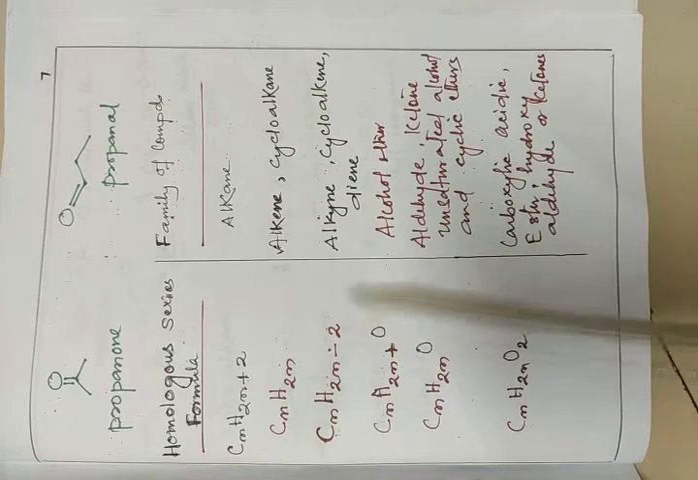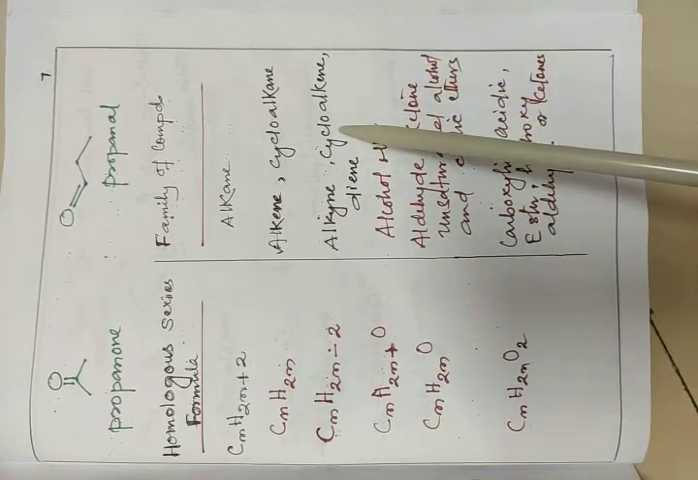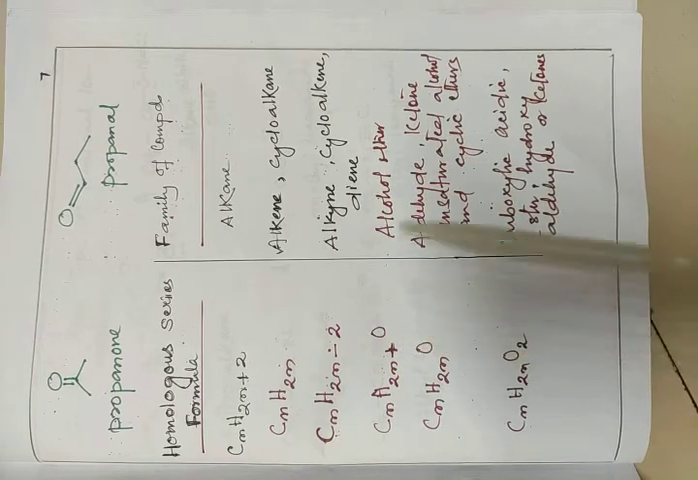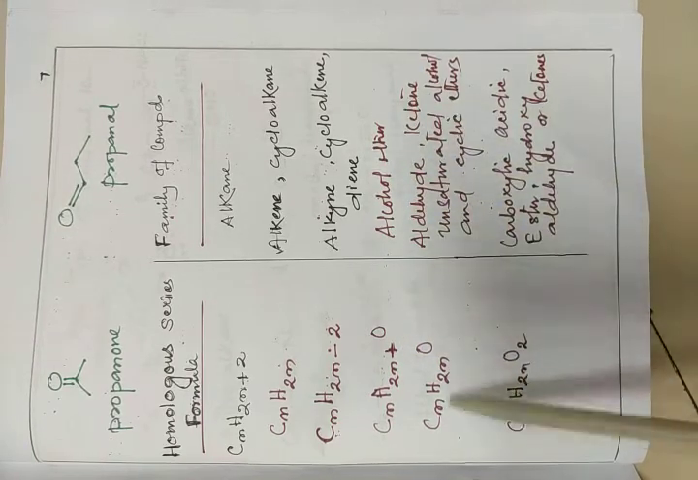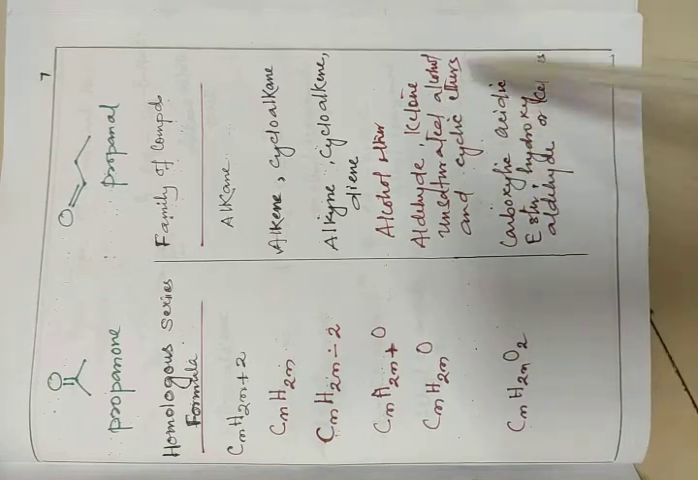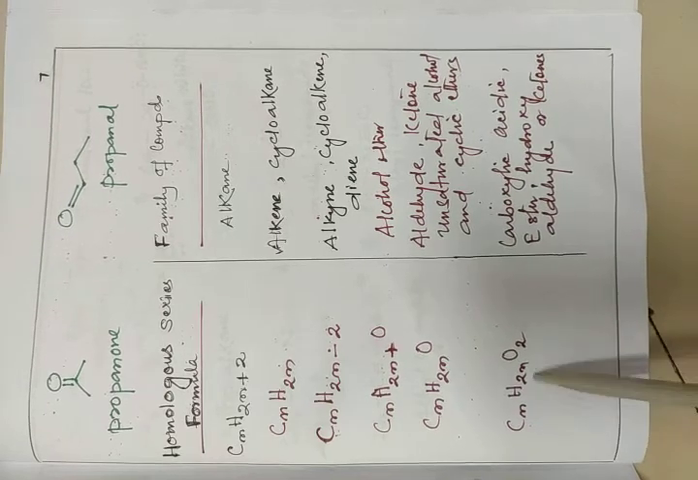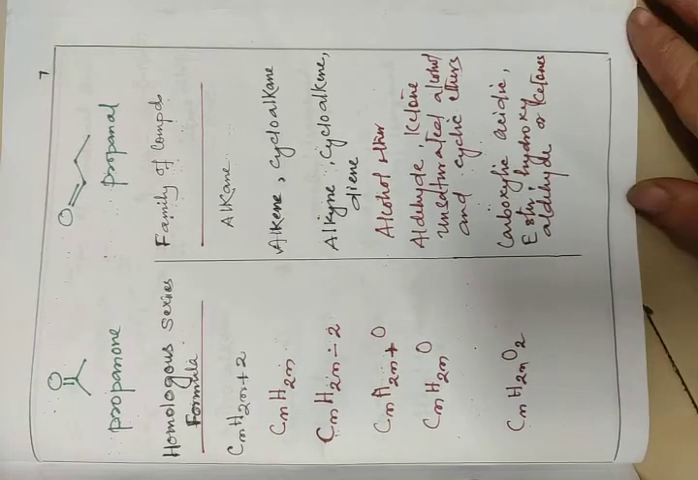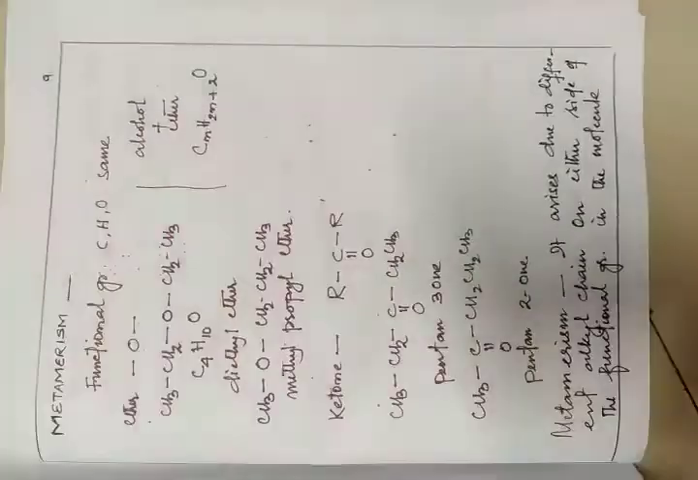Then if it is minus, then alkyne and cycloalkene, then diene. Then if it is plus O, then alcohol and ether. Then CnH2nO, then aldehyde, ketone, unsaturated alcohol and cyclic ether. Then CnH2nO2, carboxylic acid. Then ester, hydroxyaldehyde or ketone. So this table is for the homologous series and the family of compound.